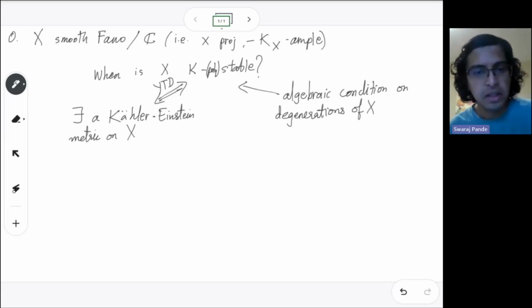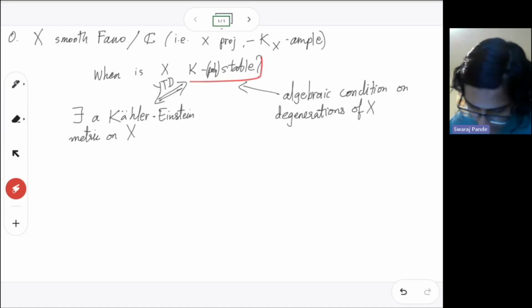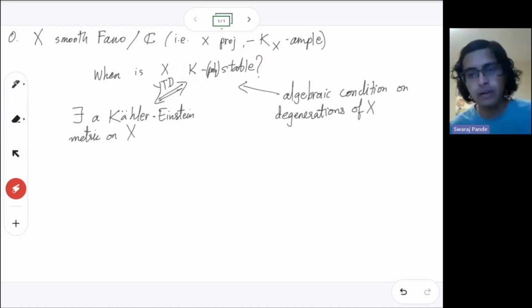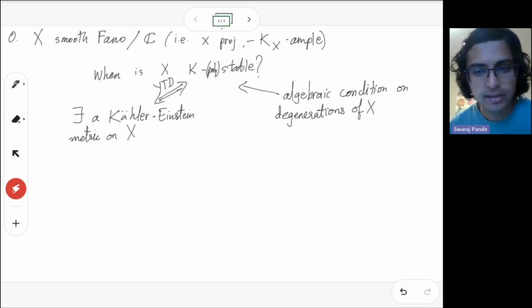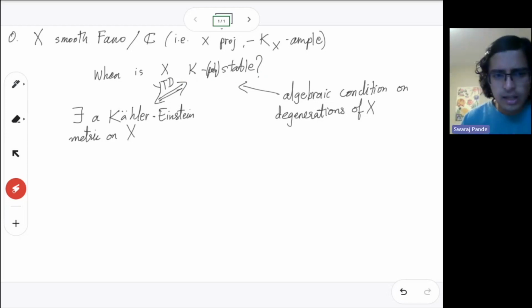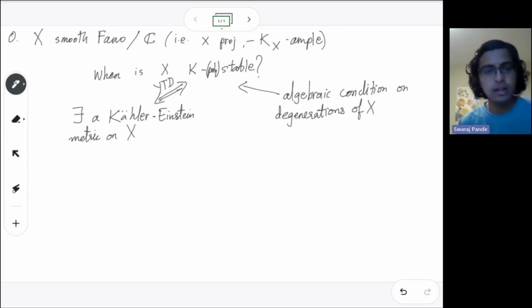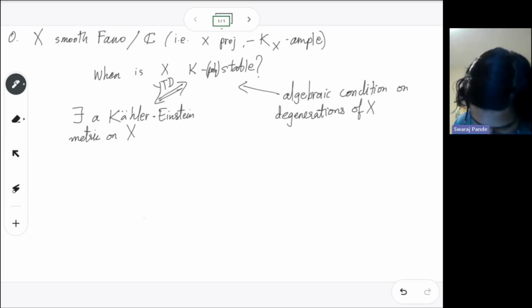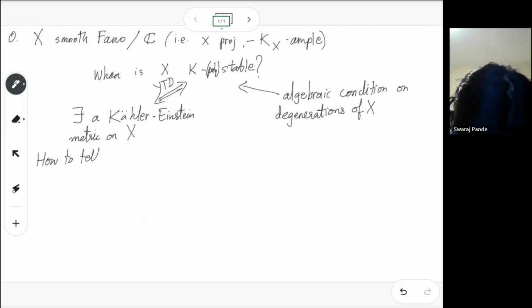The other reason, which in recent years has become clear, is that Fano varieties which are K polystable can be parameterized by a projective scheme. So they admit a good moduli space, which is a projective scheme. So they have a nice moduli theory. So it would be interesting to understand how to tell when a Fano variety is K stable or not. So that's the motivation for what I'm going to talk about. So how to tell if X is K stable? I guess it's the same question.